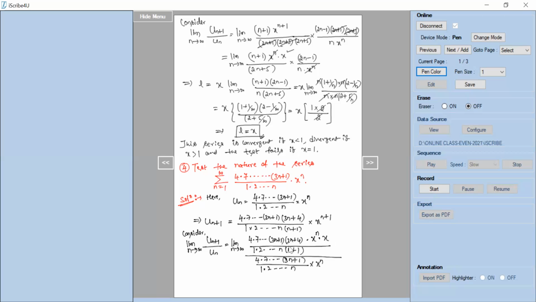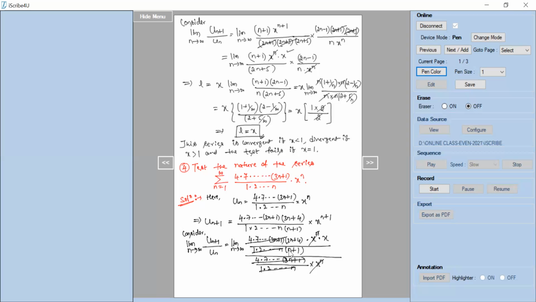So u(n+1) is this divided by u(n). Now you can cancel the terms. This x power n gets cancelled. And the terms up to this 3n plus 1 get cancelled in the numerator, and terms up to n get cancelled in the denominator. Since it is a carryover series case, as I told you, I retain this entire thing so that I can cancel and rewrite the series.